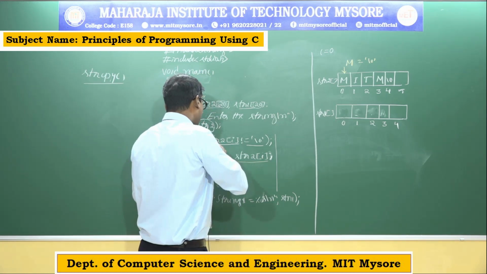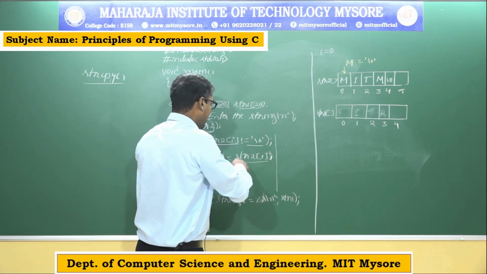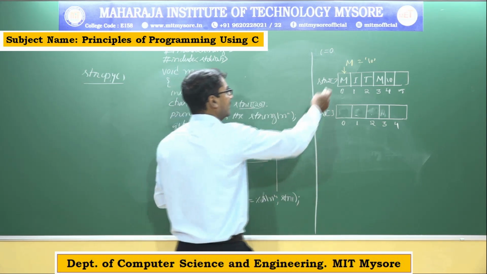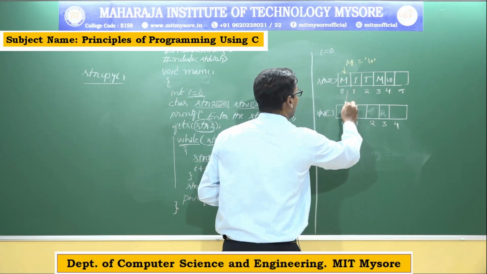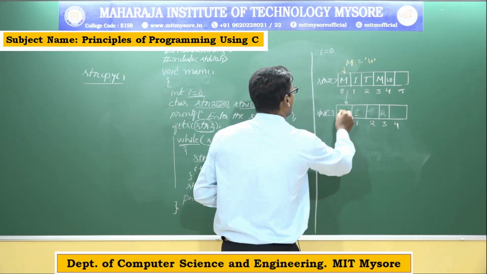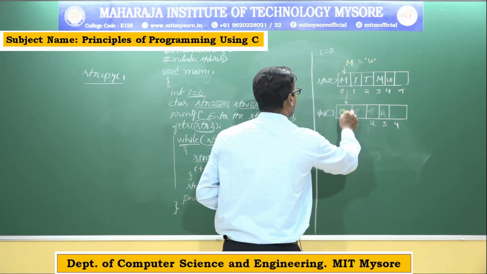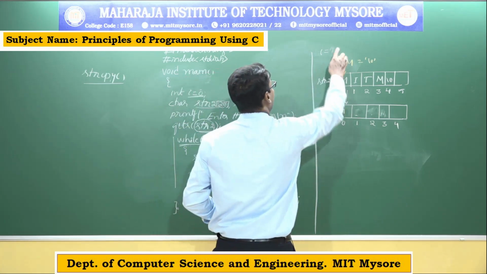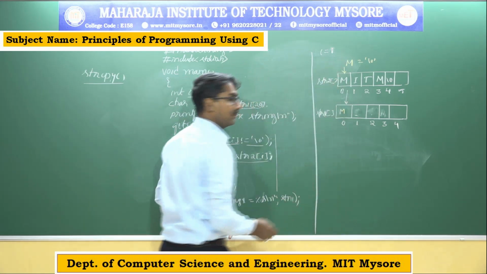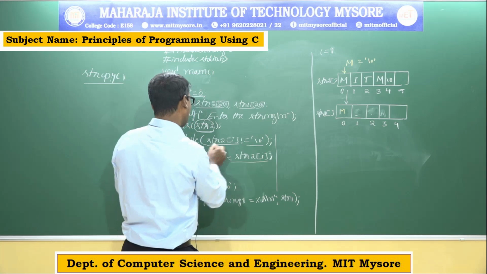So str1[0] is equal to str2[0]. So str1[0] is m. Then this value is copied to str1[0]. Next, the i value is incremented by 1. Now i is pointing to 1. So it will go back to the loop again.